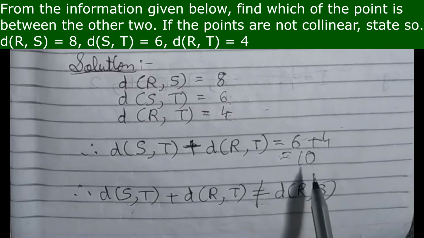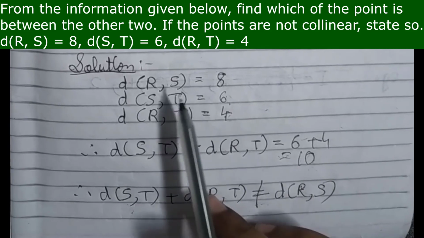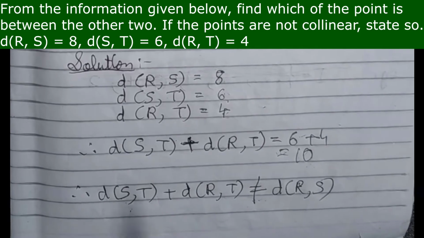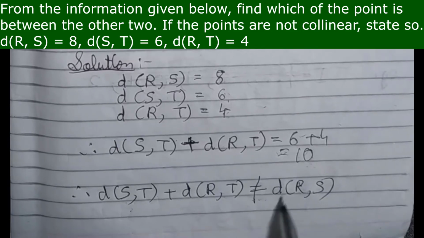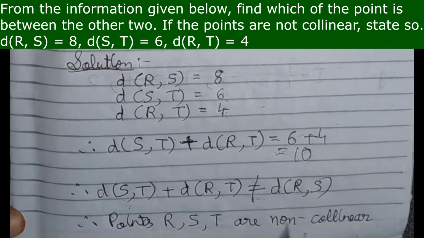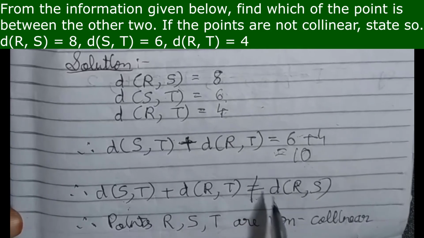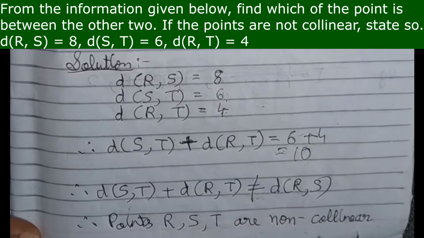When we added these two, we got 10, but distance RS is 8. Therefore distance ST plus distance RT is not equal to distance RS. Therefore points R, S, T are non-collinear. If they are non-collinear, we cannot find the betweenness. We have to give this reason, that it is non-collinear because it is not satisfying this formula.